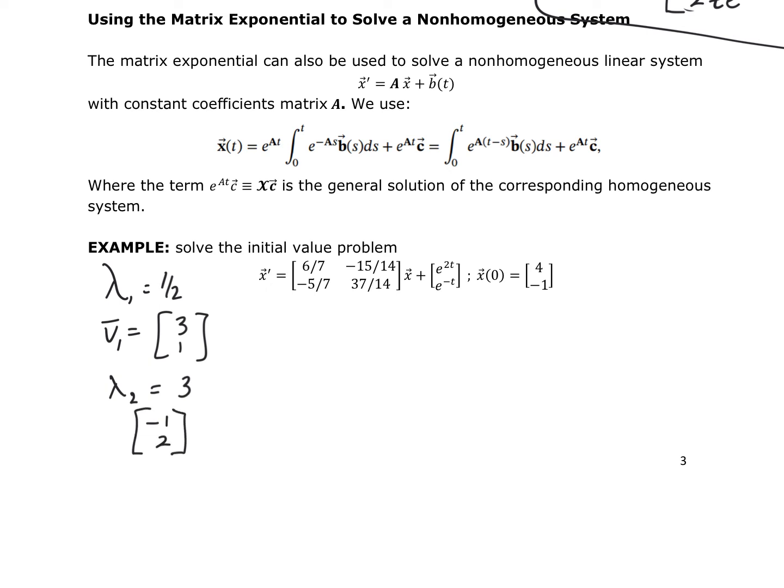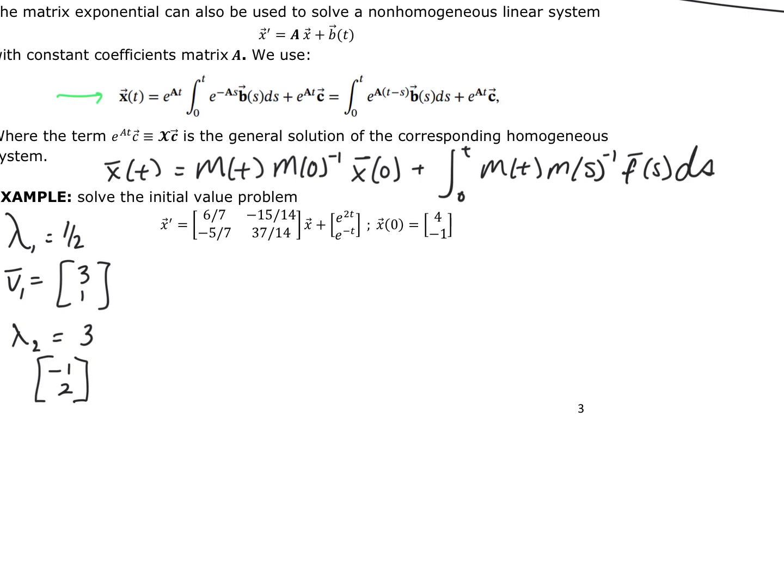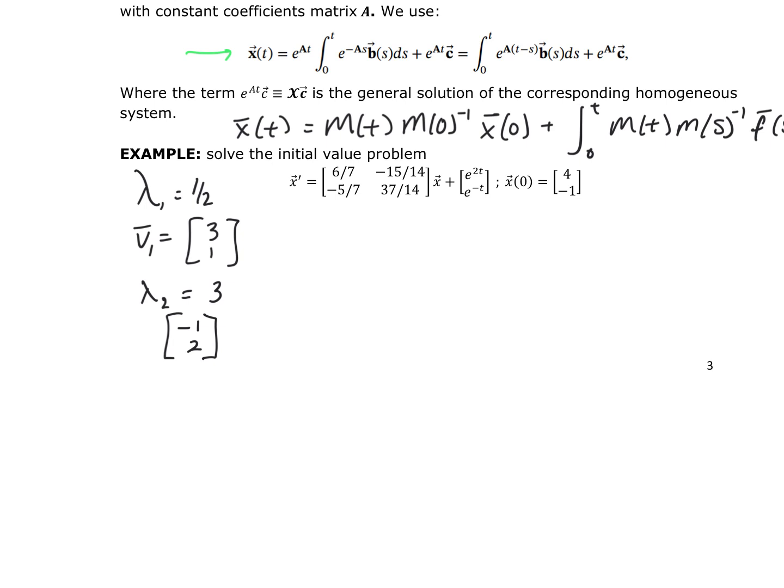Now, I'm going to solve this slightly differently. I'm going to use something called the fundamental matrix. The reason I'm going to do that is because if I rewrite this, x of t is equal to the fundamental matrix at t, and I'll explain what that is in a minute, times the fundamental matrix evaluated at 0 inverse times x evaluated at 0, plus the integral from 0 to t of the fundamental matrix at t, the fundamental matrix evaluated at s inverse, f of s ds.